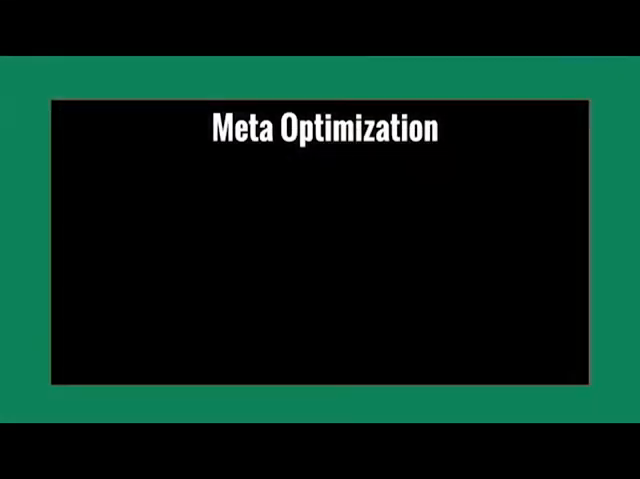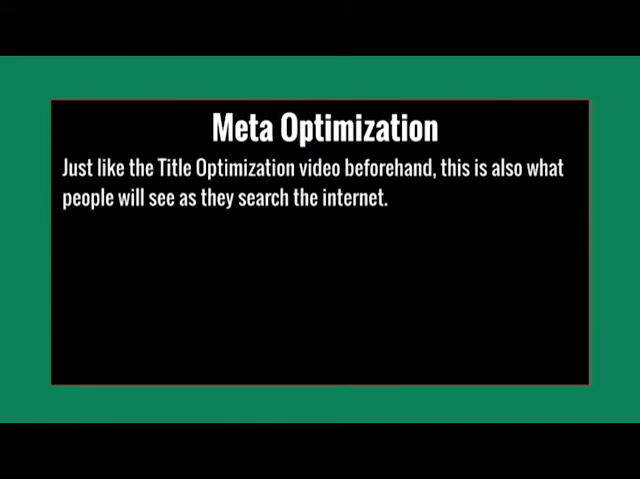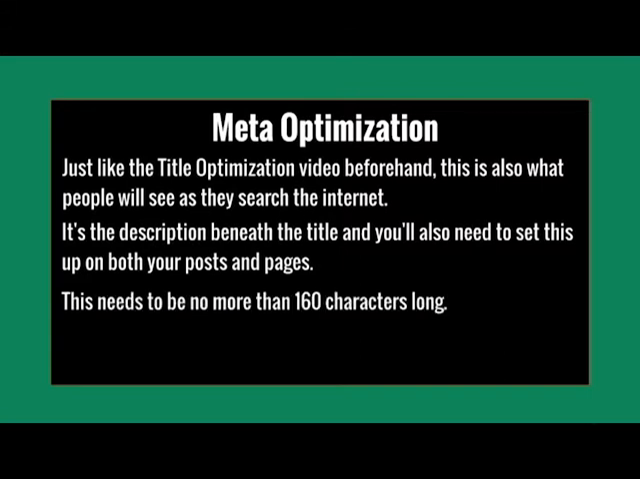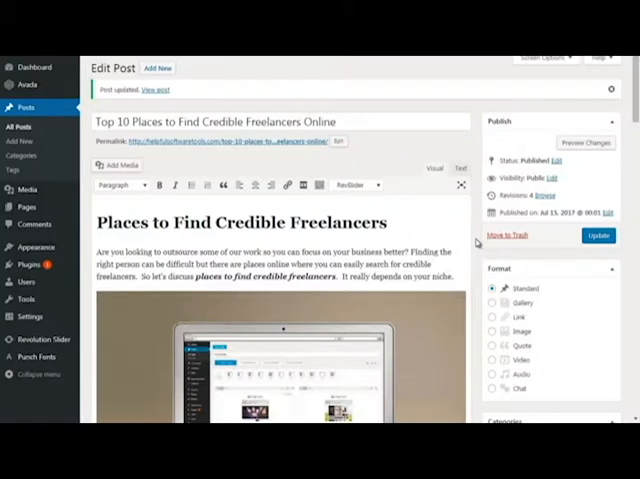We're going to dive straight in and talk about meta optimizations. This is going to be a short lesson. So, meta is the description that is going to show up on search engines. Just like the title optimization that we've done in the previous lesson, this is what people are going to see in the search when they perform a search for a specific keyword. In other words, it's the description beneath the title, and you need to make sure that this is set up both in your posts and your pages. And this needs to be no more than 160 characters long. So let me show you what you need to do to set it up.